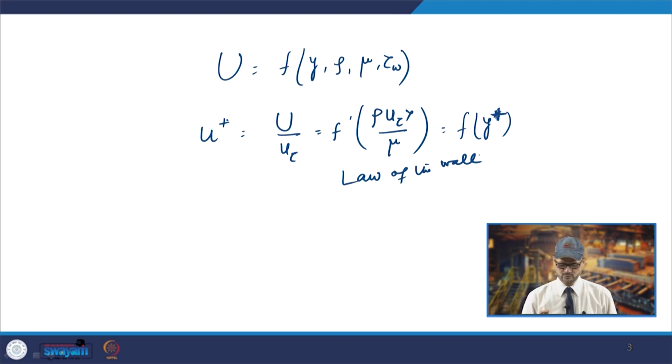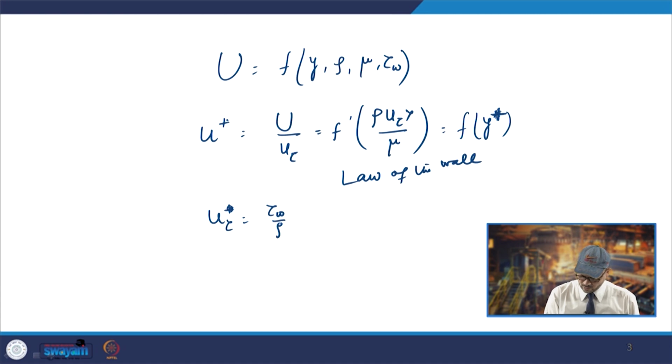So, you will have two important dimensionless groups, one is u plus, another is y plus. This u plus is basically defined using u tau, where u tau, the friction velocity, is defined as (tau w by rho) raised to the power half. Here tau w is the wall shear stress and rho is the density. So that is how you get the two dimensionless groups in this case.